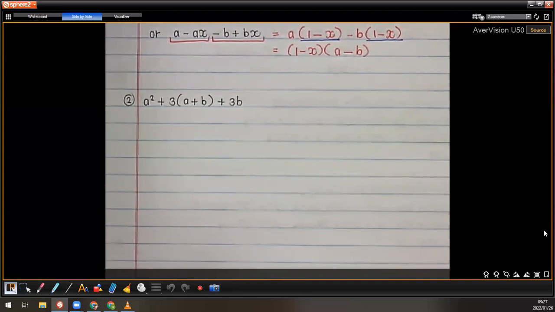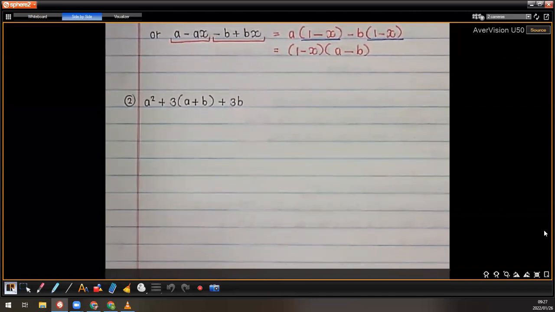Okay, are we looking at this one? How many terms do we have? 3. We can go through the whole list again, right? Common factor, is there a common factor in all 3 terms? No. Is that a difference of 2 squares? No. Is it a trinomial? No. It is a trinomial in the sense that it has 3 terms, but I can't actually factorize it as a trinomial. It doesn't have that normal pattern where it's like an a squared and then an a and then a constant term.